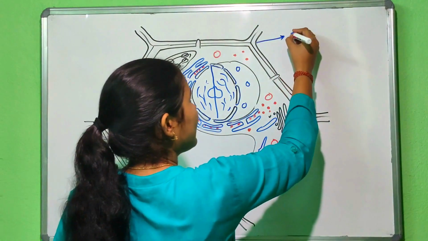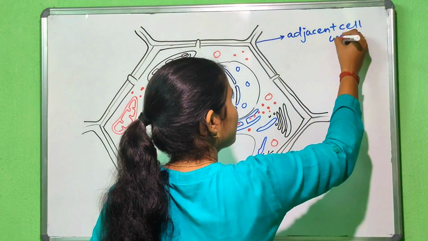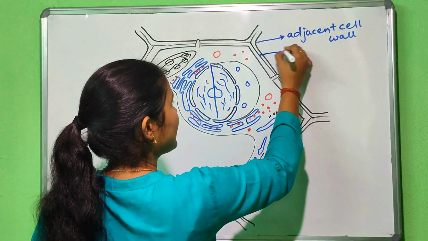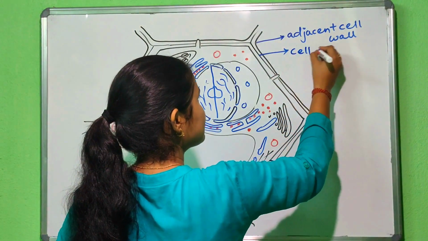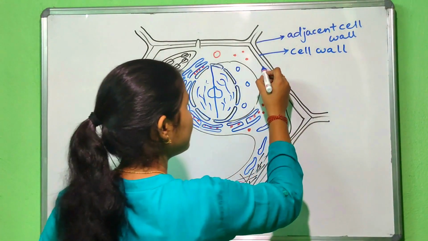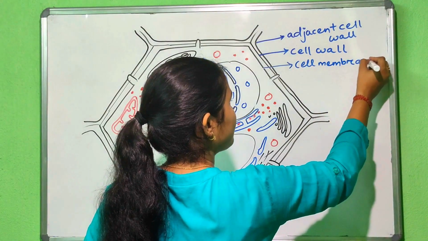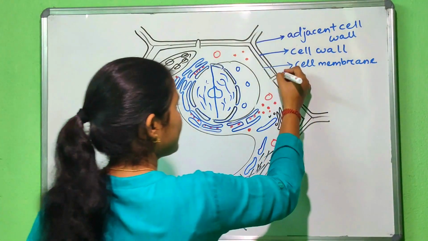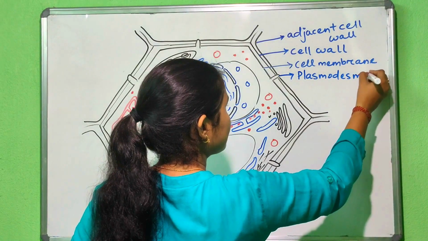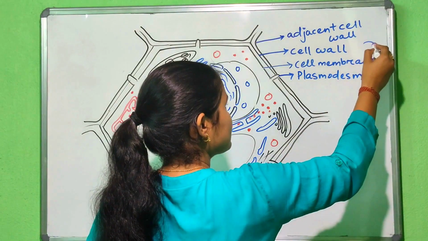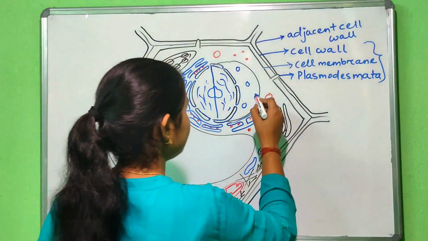It is the adjacent cell wall. Now what is this? It is the cell wall of this cell. This is the cell wall. Then this is the cell membrane or the plasma membrane. This is the plasmodesmata. These all structures come under the outline.